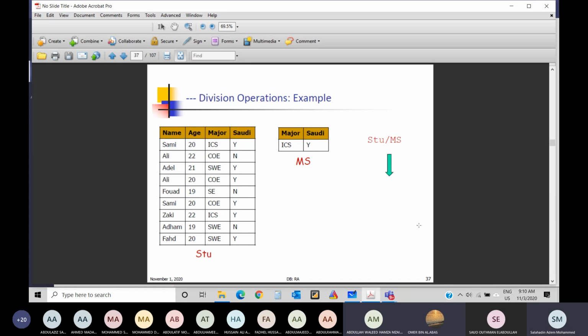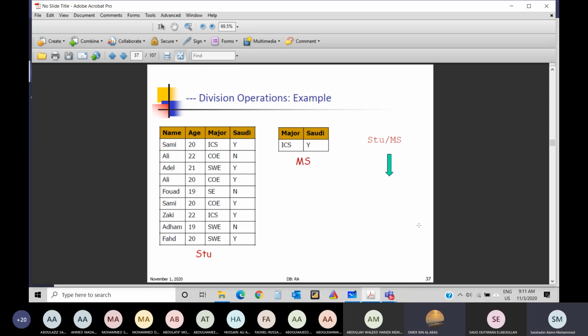Exactly, because MS columns are a subset of STU columns. If that's true, they can be divided. Otherwise, they cannot be divided. Are MS columns a subset of STU columns? Yes, they are. So that means they can be divided. Just the columns, doctor, only the columns. We don't look at the values. The values are later. First of all, look at the columns. Do you follow me? So can I divide this by this? Yes. If the columns of the divisor are a subset of the columns of the dividend, then yes, you can divide them. Then look at the values after that. Okay.